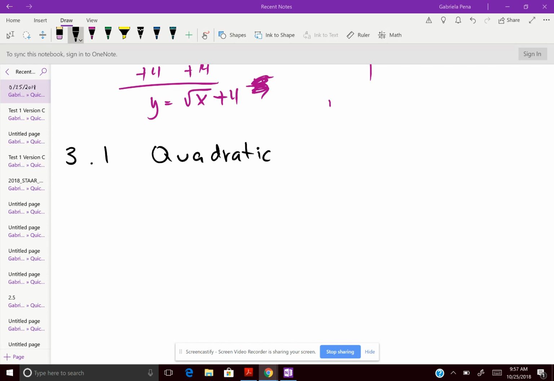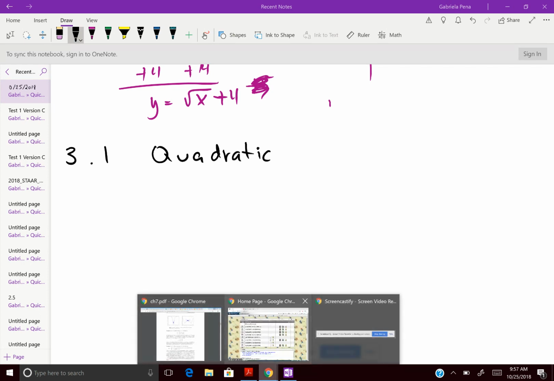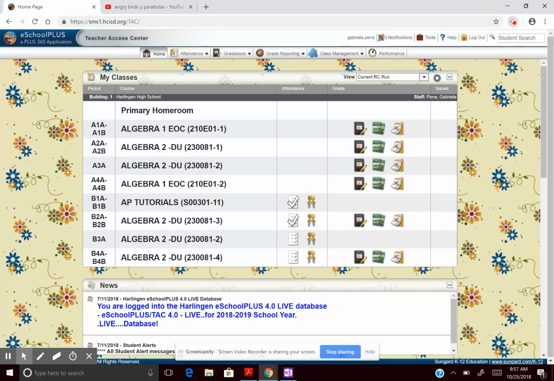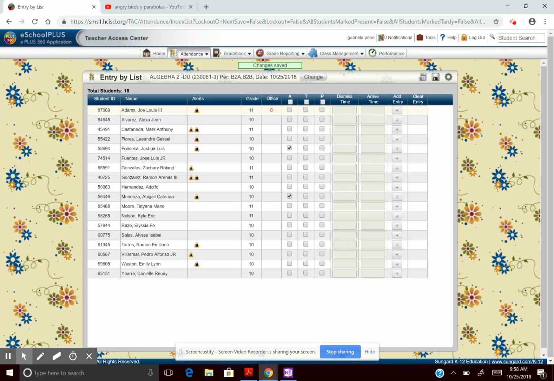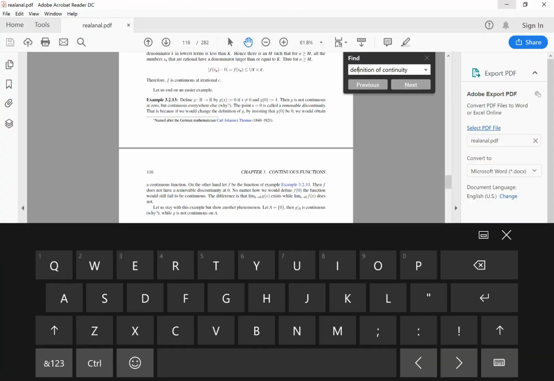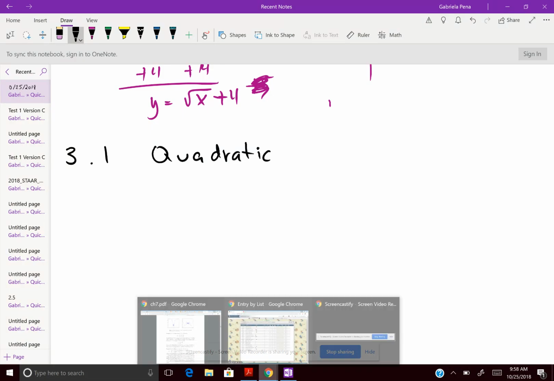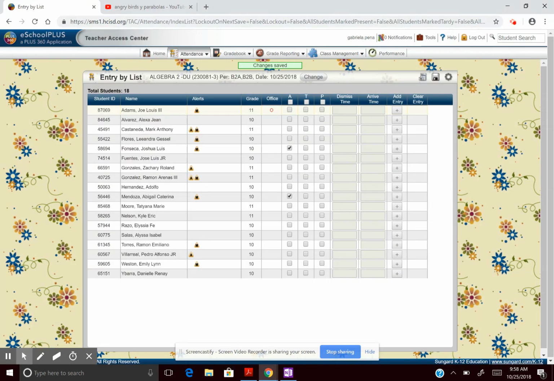How does this work? Quadratic Kahoot. Let me see. It's basically just you get a good 30 seconds to solve a quadratic function.